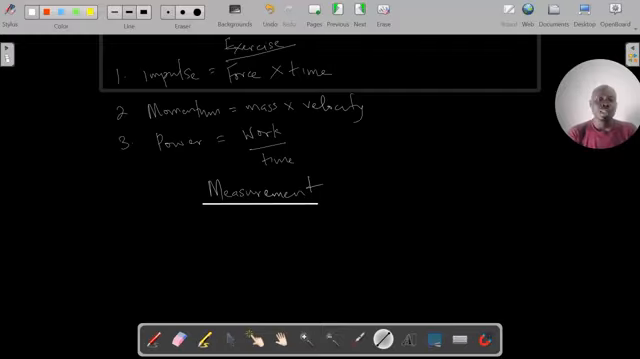And we must also understand that measurement is not always accurate. Why is measurement not accurate? Because the instrument you want to use to measure may not give you an exact value. Okay, so it may not give you an exact value. So definitely you cannot have an accurate measurement.